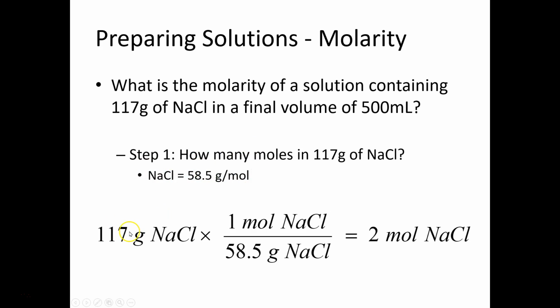So we take 117 grams times 1 mole per 58.5 grams. The grams of NaCl cancel out. I get 117 over 58.5, and that gives me 2 moles of NaCl. So I know I'm putting 2 moles in there.